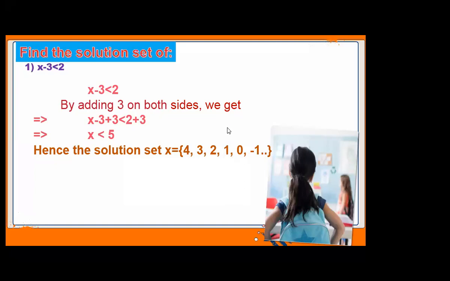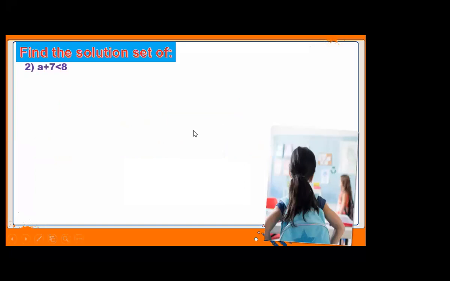Okay, moving on to the next question. A plus 7 is less than 8. Now what do we have to do? First, copy down the question. Now what do we have to do?